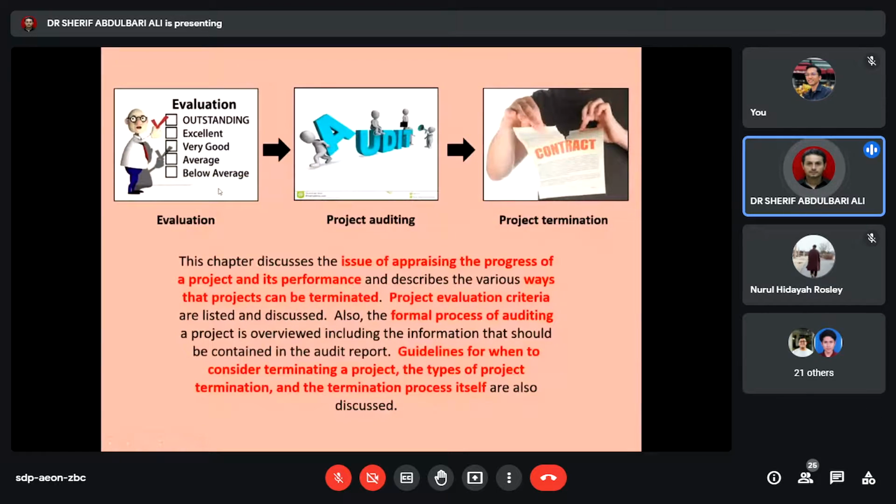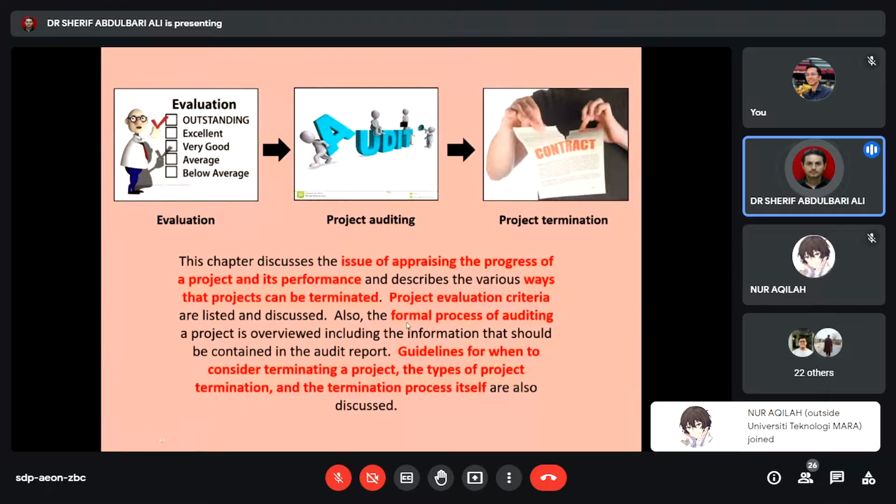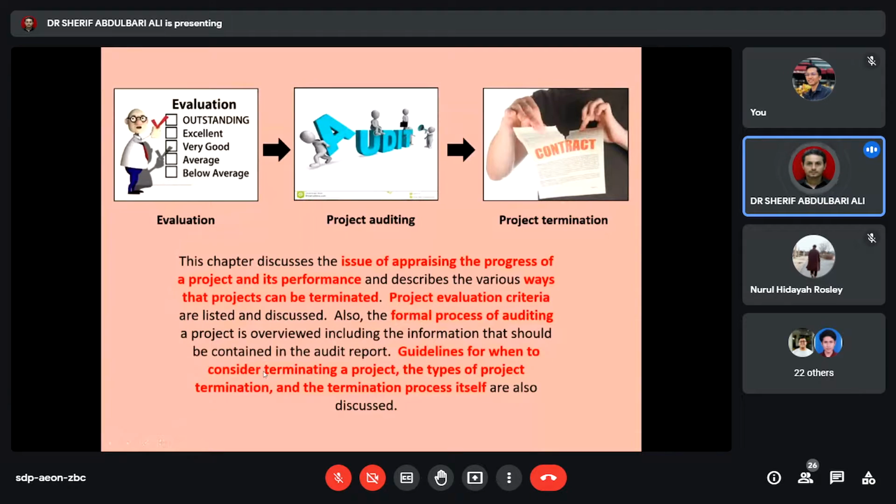So this chapter is going to cover evaluation, project auditing, and also project termination, which is the last thing of any project, or the last point of the cycle of any project. So we will be discussing appraising the progress of projects and their performance, and the means of evaluation, which is the project evaluation criteria. And we are also going to see the formal process of auditing, and we are going to consider the termination of a project, what types of terminations there are, and the process of the termination itself.